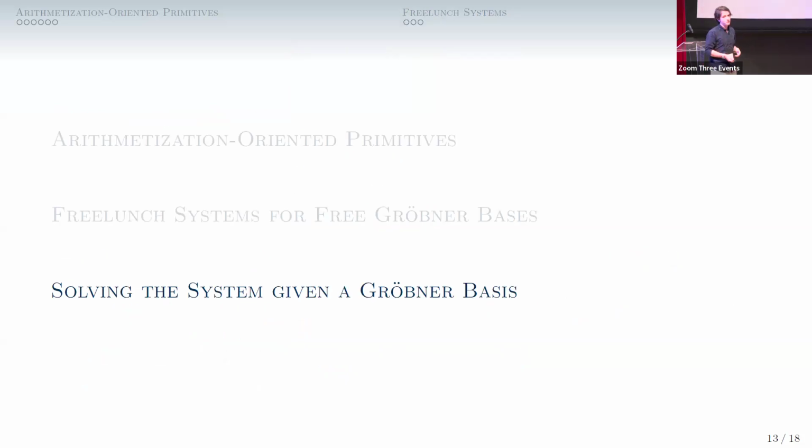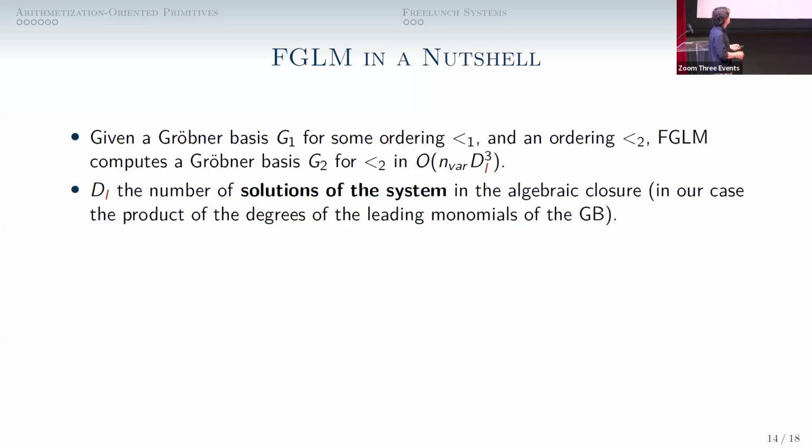Now, this is not the end of the cryptanalysis. You still have to solve the system. And in fact, we have a couple of interesting things to say about that. So generically, you would just use FGLM. FGLM says if you have a Grobner basis for some order, then you can compute a Grobner basis in any other order in n times D cubed operations, where n is the number of variables. D is called the degree of the ideal. It's a very, very important quantity when it comes to evaluating the complexity of these solving algorithms. It's basically the number of solutions in the algebraic closure. In our case, it's the product of the degrees of each leading monomial in the system.